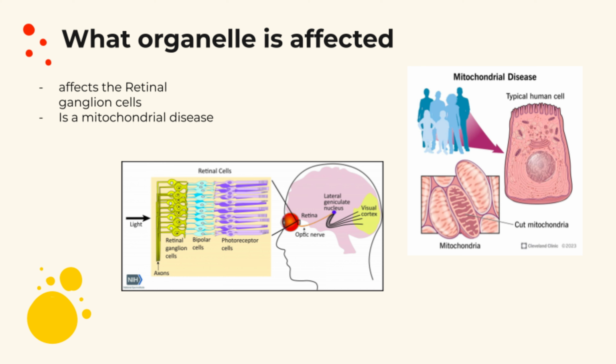Leber's hereditary optic neuropathy, or LHON, affects the retinal ganglion cells, which is a type of neuron in the retina that takes the visual information and sends it to the brain and the nervous system. Within the retinal ganglion cells, the mitochondria is the organelle that is affected.